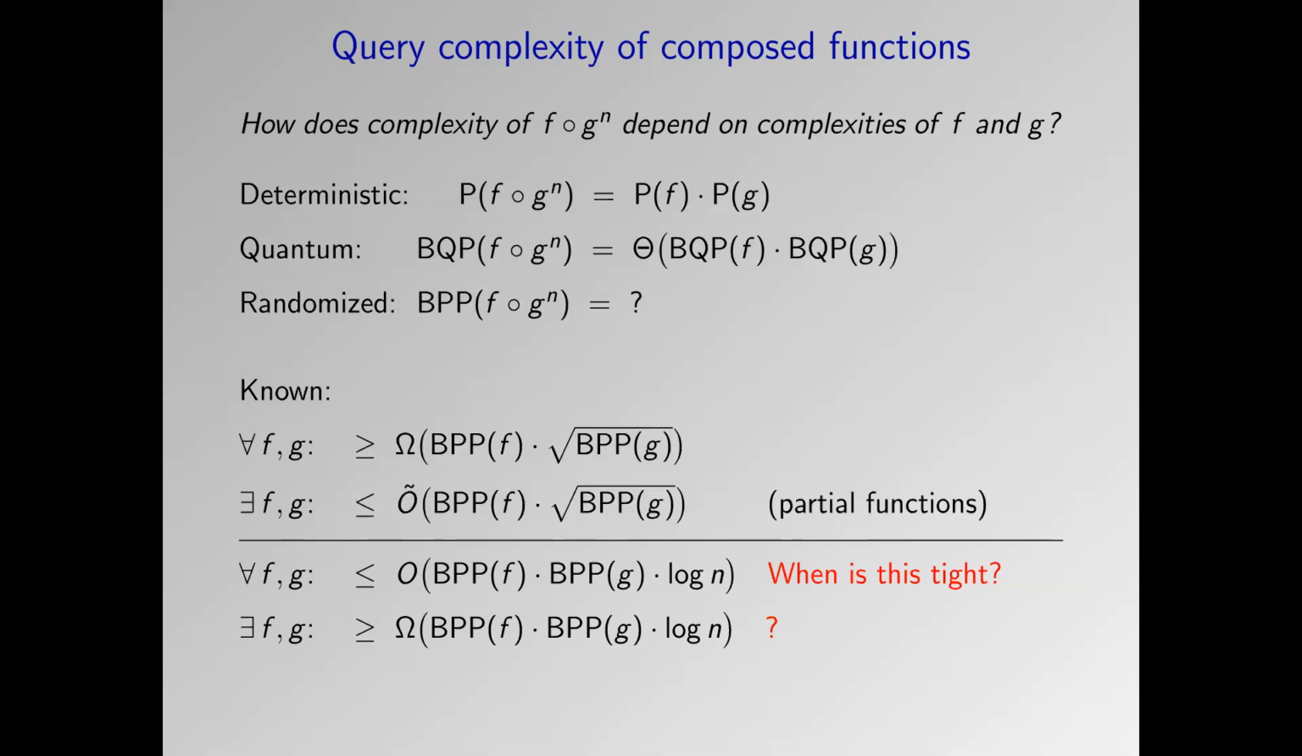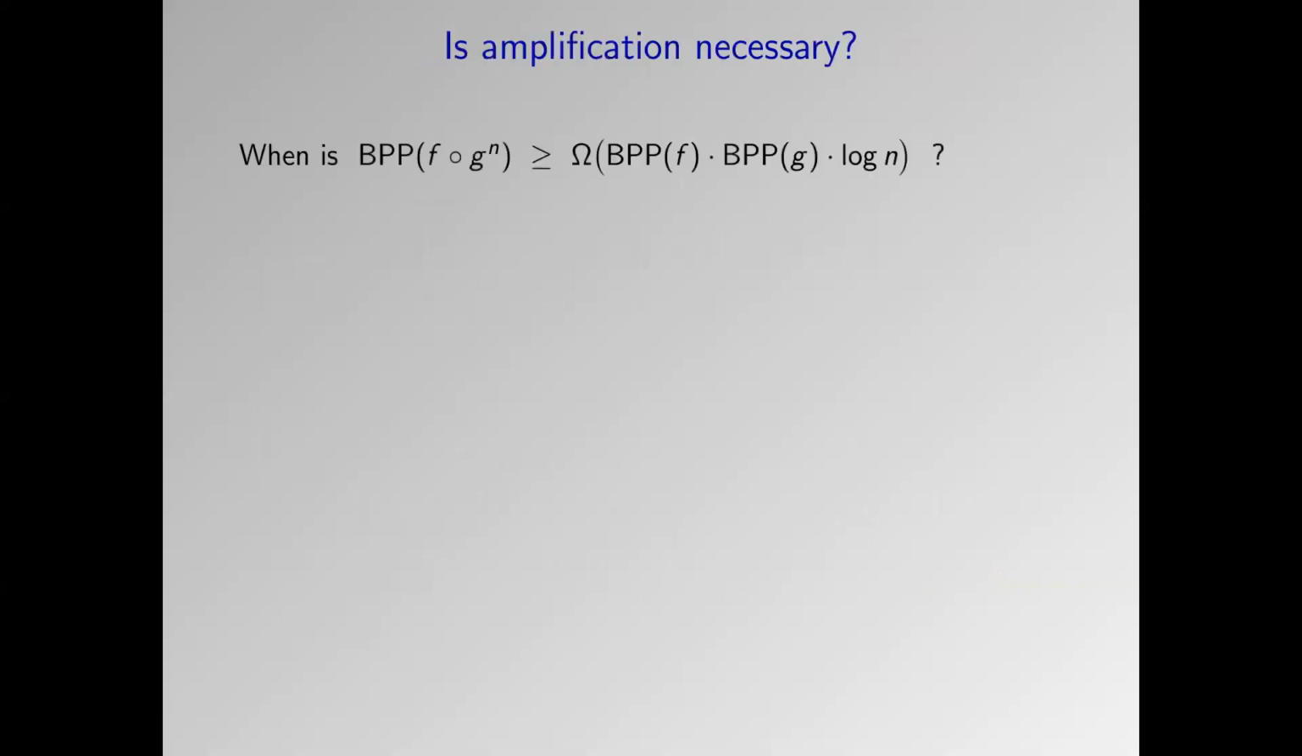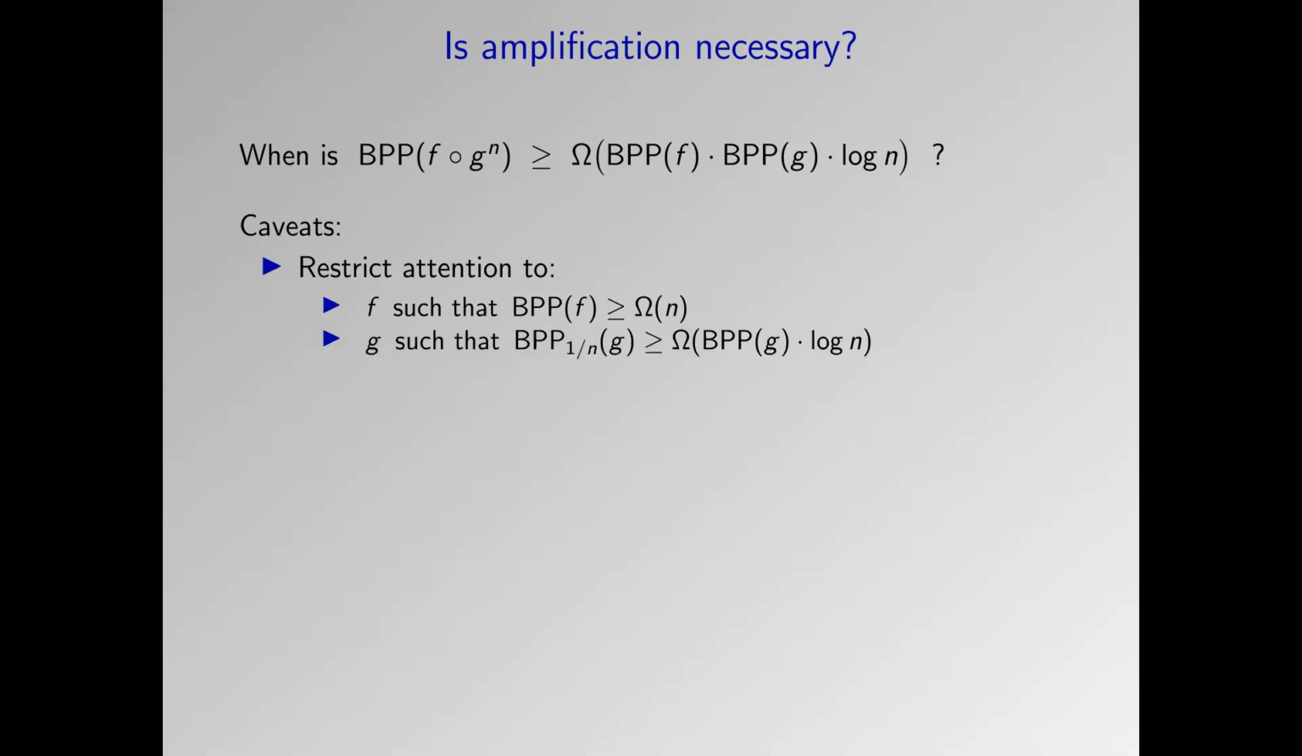So this paper's central question is, when is the randomized query complexity of a composed function not only at least the product of the complexities, but also requires the log factor on top of that? This is the question we will study. And to formulate this question appropriately, there are a bunch of caveats which you can read all about in the paper. I'll just summarize here. We should restrict our attention to outer functions f that have linear randomized query complexity, and we should also restrict our attention to inner functions g that require a log factor in order to amplify the error down to 1/n.